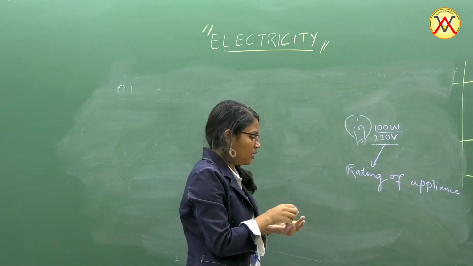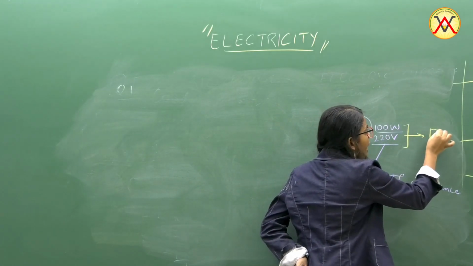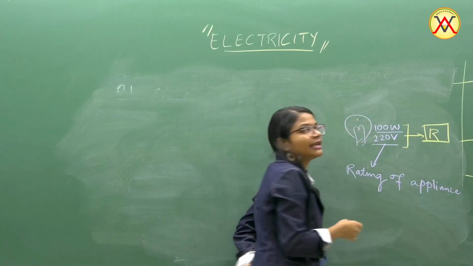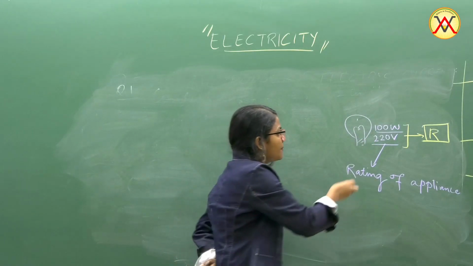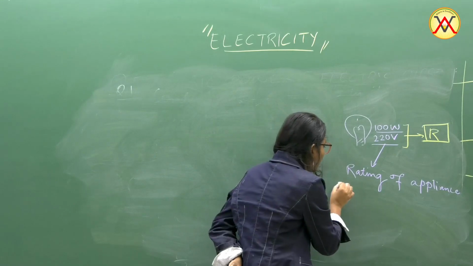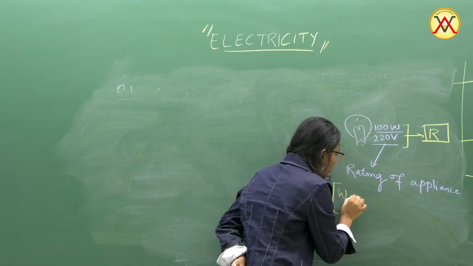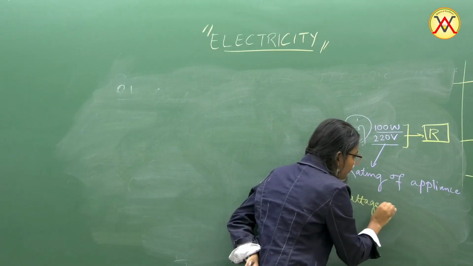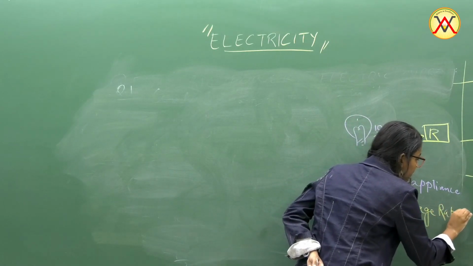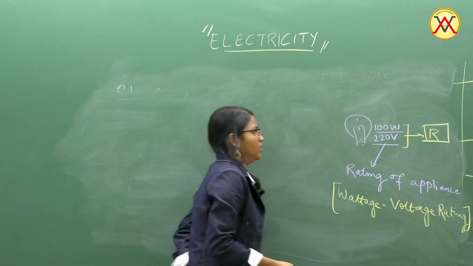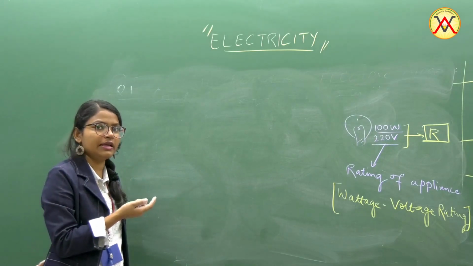Now, what is the use of this rating? This rating helps us find out the actual resistance of our electrical appliance. How so? We shall be taking this concept over here. But remember, this rating of the appliance is also known as power rating or voltage rating. Alright, let's see how we are going to find out the resistance using these two specified ratings.